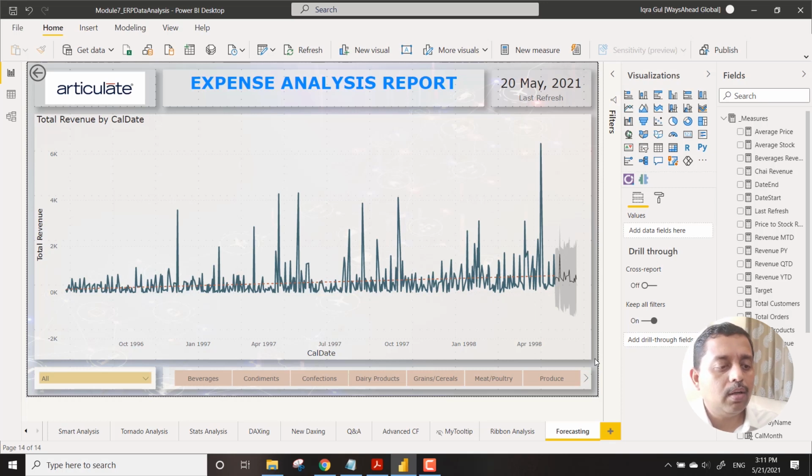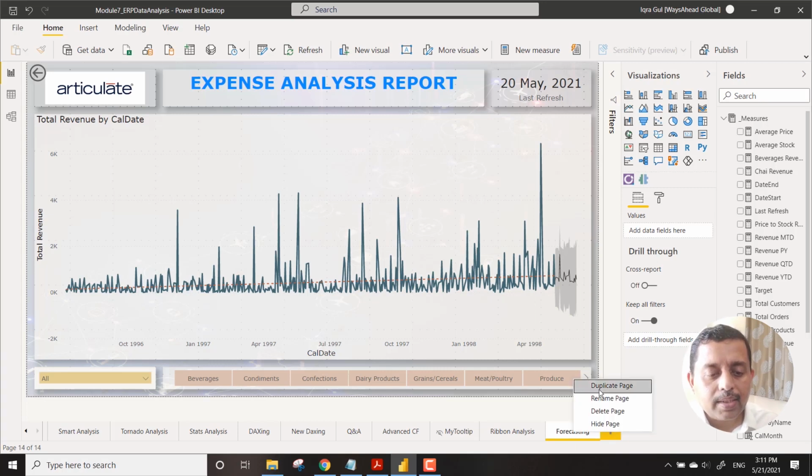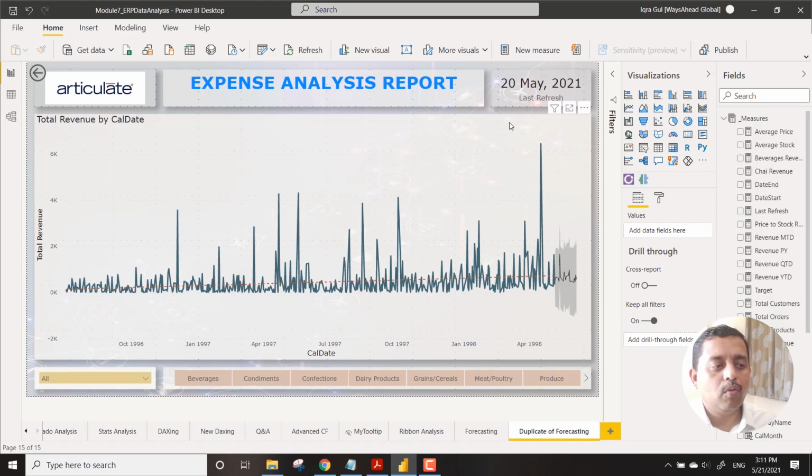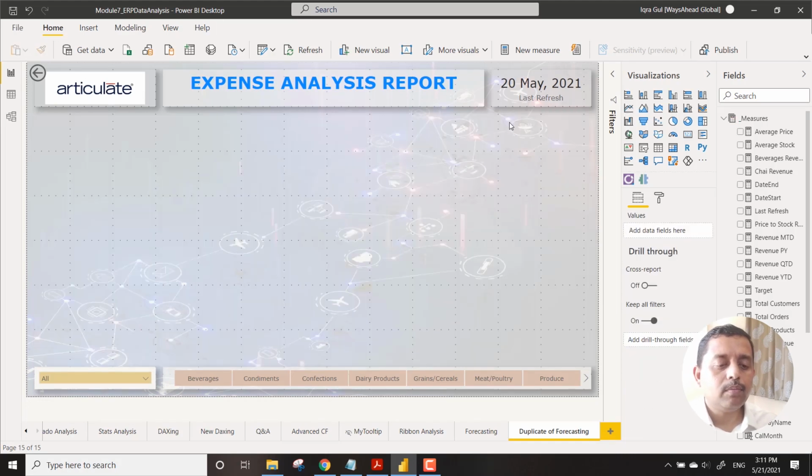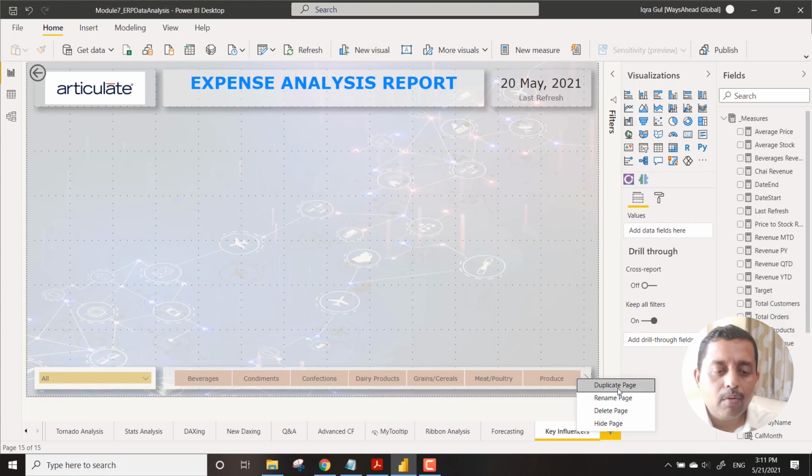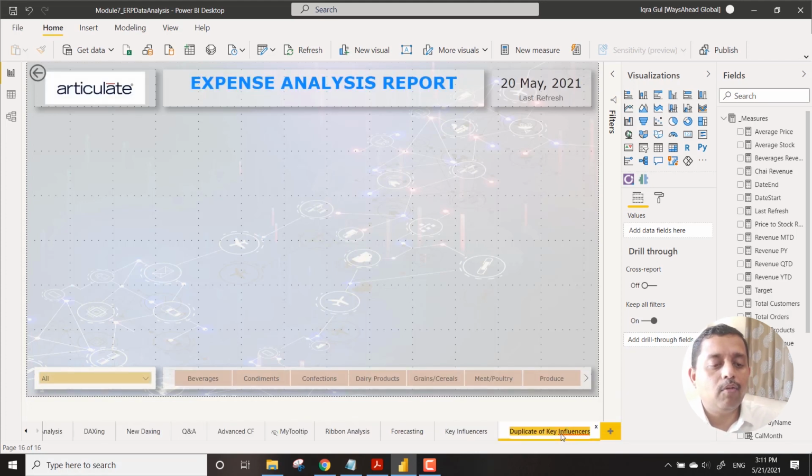So this is one example that we wanted to showcase in terms of forecasting. The next example that we would like to take over here would be related to key influencers. And then we will take the final one, which is the most important part. This is related to the decomposition.